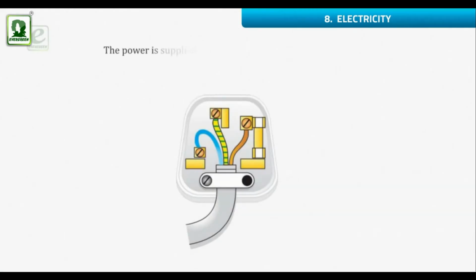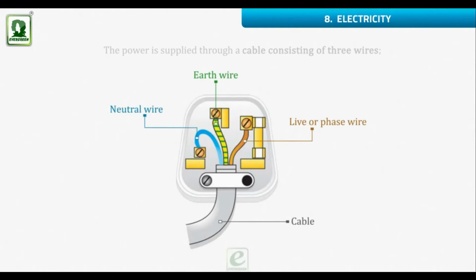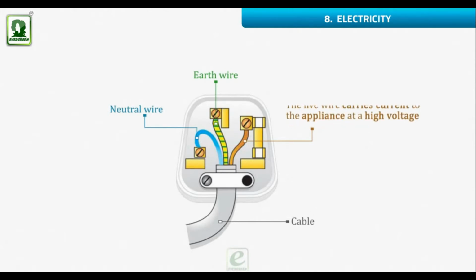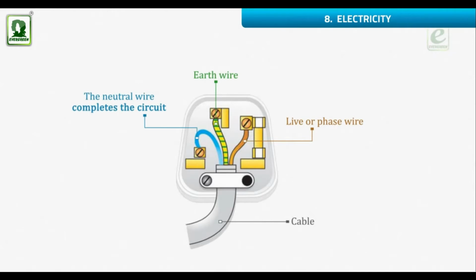The power is supplied through a cable consisting of 3 wires: live or phase wire, neutral wire, and the earth wire. Live wire. The live wire carries current to the appliance at a high voltage. Neutral wire. The neutral wire completes the circuit and carries current away from the appliance.